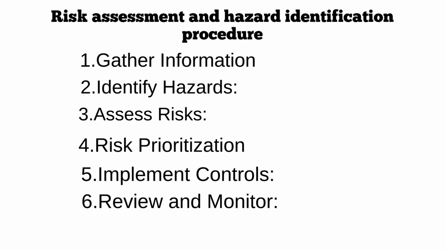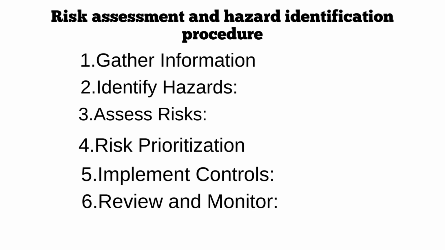The seventh step, that is the final step, that is documentation. Document the risk assessment process, including identified hazards, assessed risk, control measures, and any follow-up action taken. This documentation helps ensure accountability, facilitates communication among workers, and serves as a reference for future work at height activities.